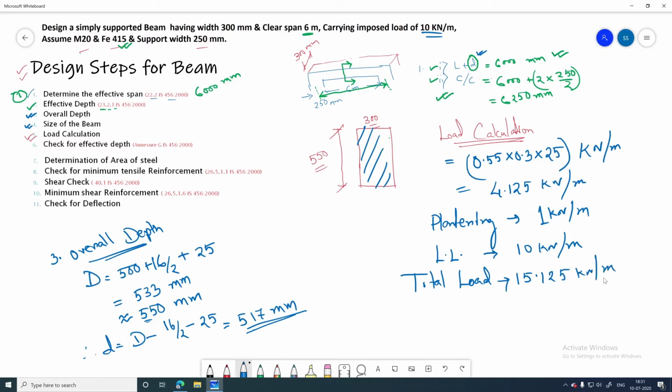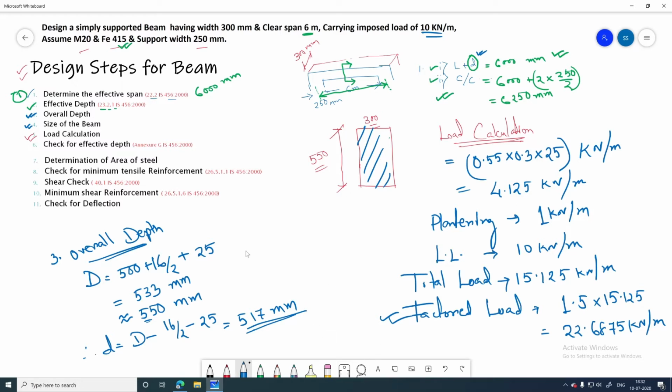kilonewton per meter, and the factored load will be multiplied with 1.5, right, into the total load, that means 15.125. So ultimately the factored load will be 22.6875 kilonewton per meter. So this is the final load calculation. In this way you can calculate the load.